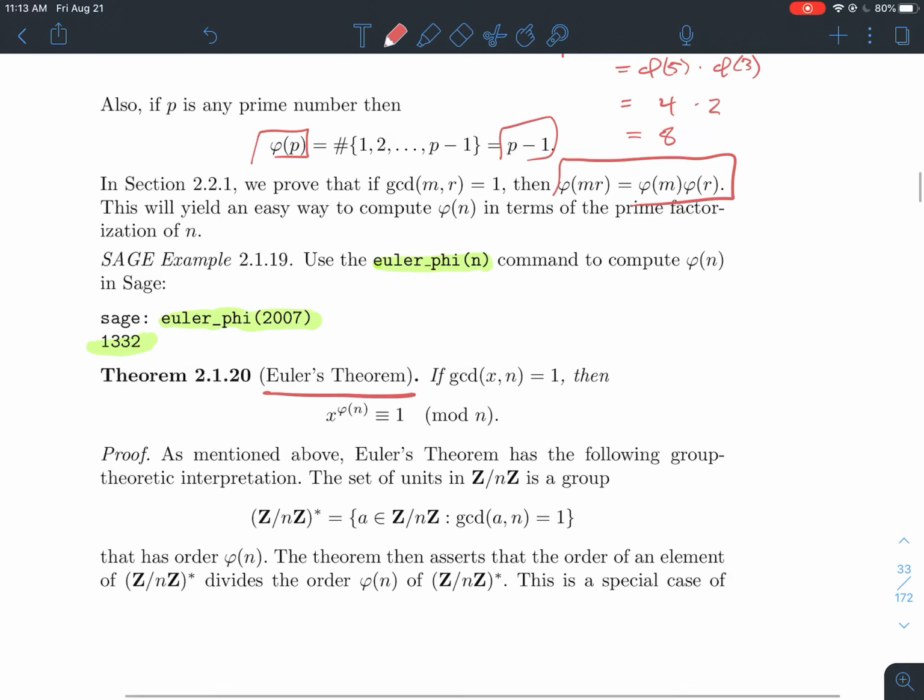So what is Euler's theorem here? If you take any integer x and n that are relatively prime to each other, that's what this GCD business says, then this says that x raised to the power of phi of n should be equivalent to 1 mod n. Now, it says the proof starts here, but the proof actually doesn't really start until the next page. This is more of a modern algebra interpretation of what Euler's theorem tries to say to us.